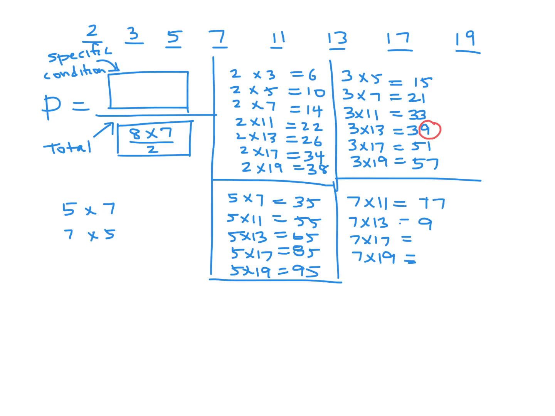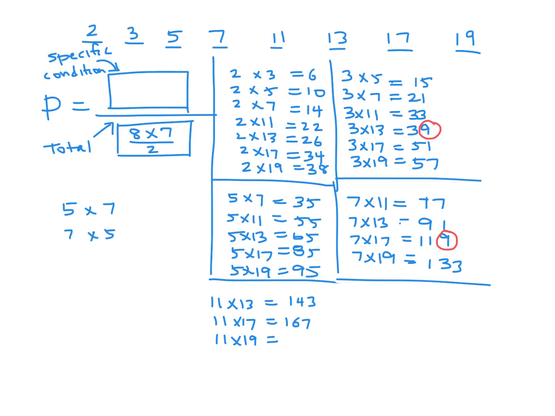77, 91, 119, and 133. So there we go. We have another one. And I think we're almost done. We're coming closer to the end. 11 times 13, 11 times 17, 11 times 19: 143, 187, and 209. And that is a third one.